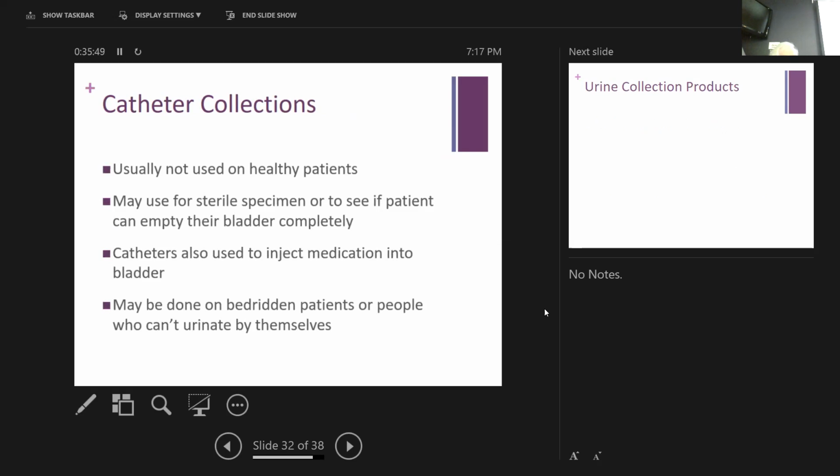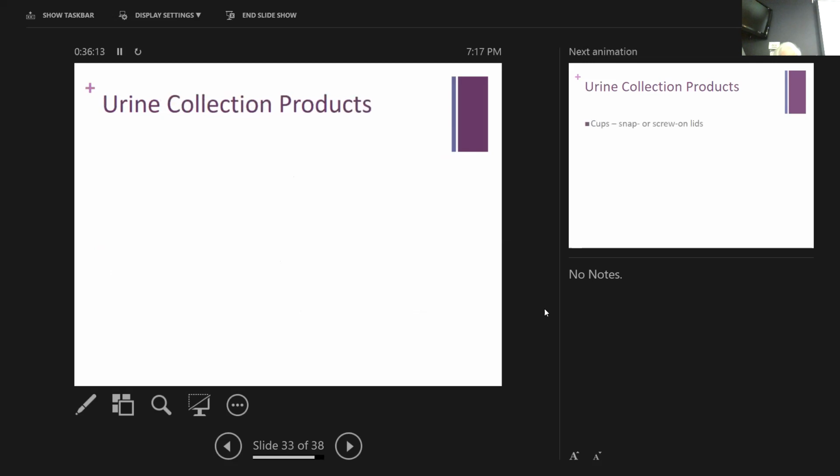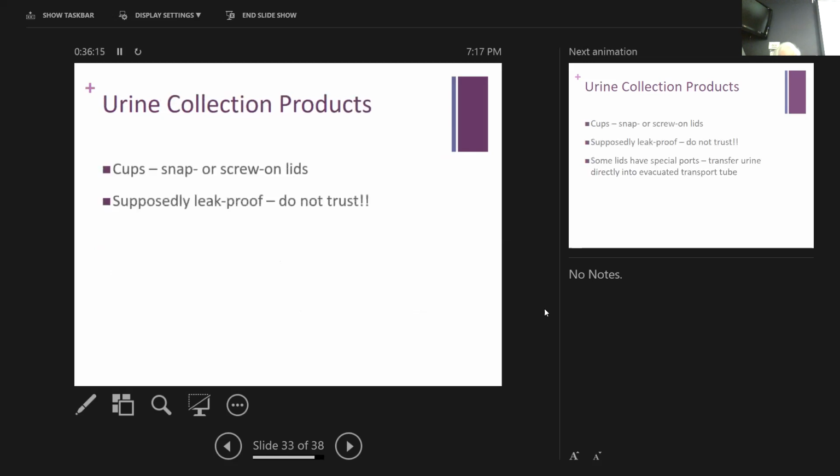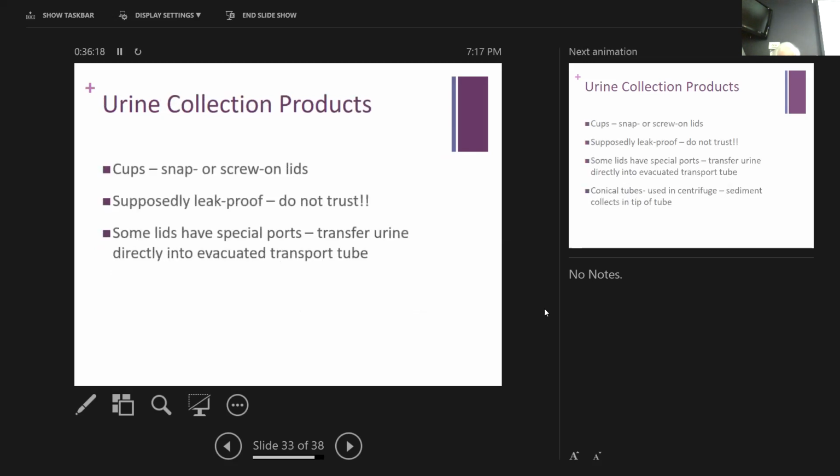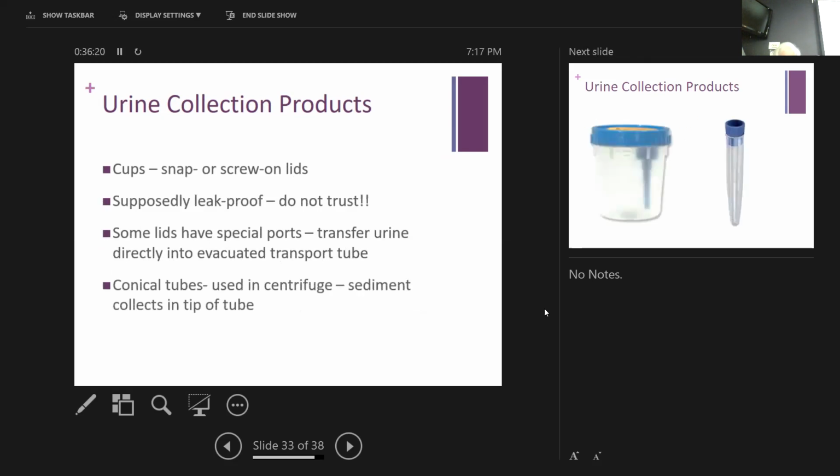It might be the best way to get a sterile sample, or a sample that has no chance of being contaminated outside the body, or to treat local infections within the bladder and cancers, we can inject medications through a catheter. So there are all sorts of tools that we use for collecting these things.